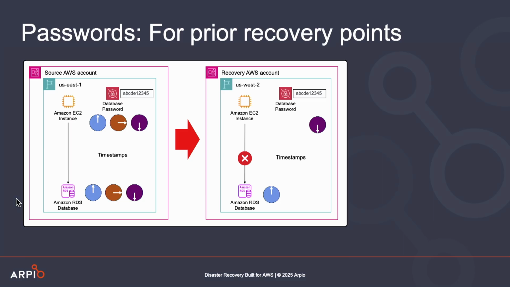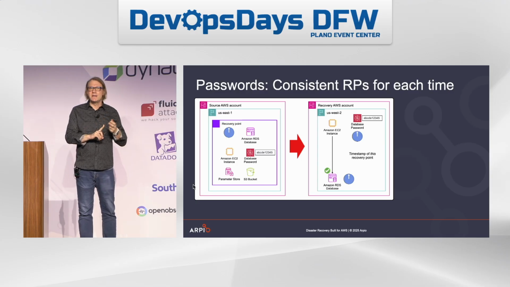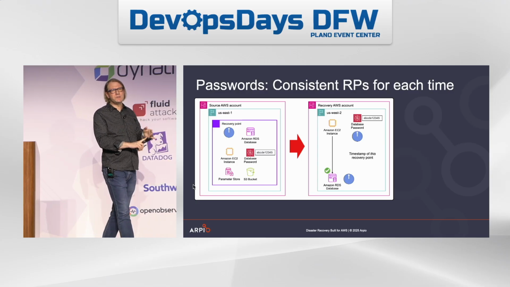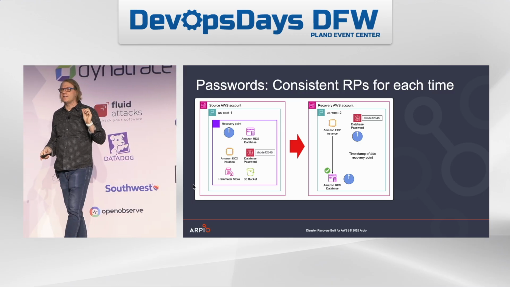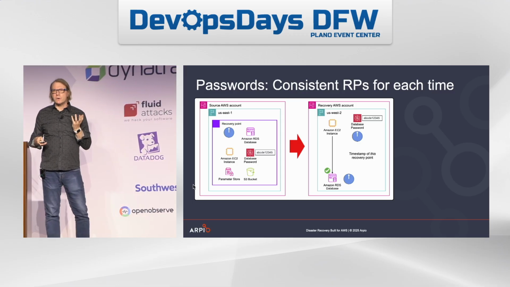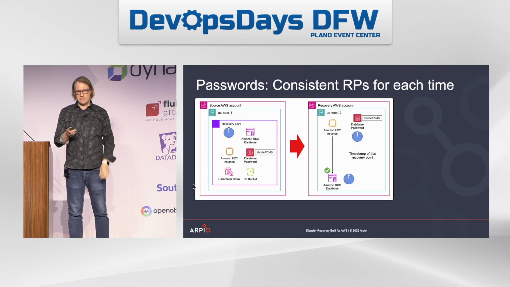So how do we solve for this? We've taken the approach that we create consistent recovery points. In other words, at a given time when we're doing a backup, we're backing up the database, and we can also back up the secrets because of the previous slide. Remember I showed you how we could back up Secrets Manager secrets? We back up the secrets, we back up the database, we back up the EC2, the S3, the Kubernetes cluster, everything from a single point in time. That way, when we restore it, we know that the secret, that password, matches the database.